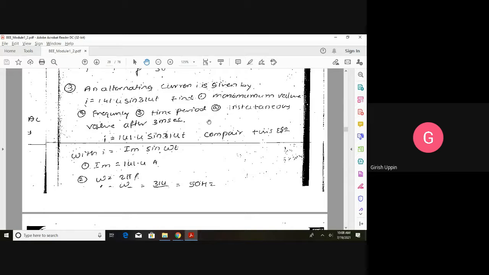First thing we have to find is the maximum value. So just compare this with I is equal to Im sin omega t. Therefore, Im is 141.4, omega is 314. So compare this equation with I is equal to Im sin omega t. Therefore, this is Im and this is omega, 314. Once you know the omega, then you can find the frequency.